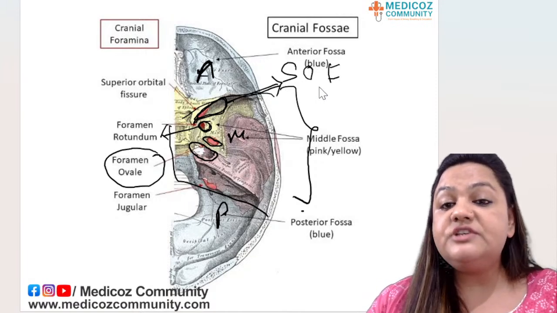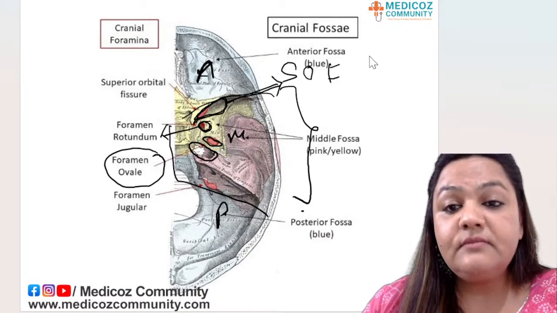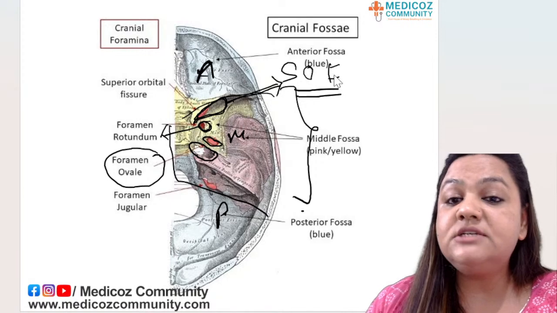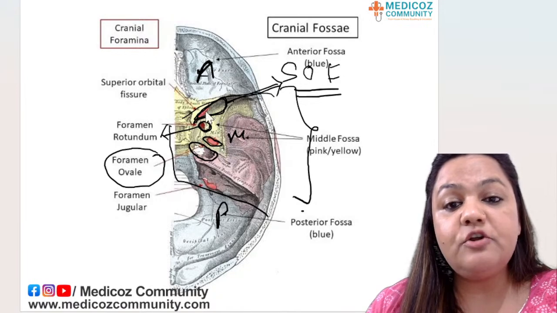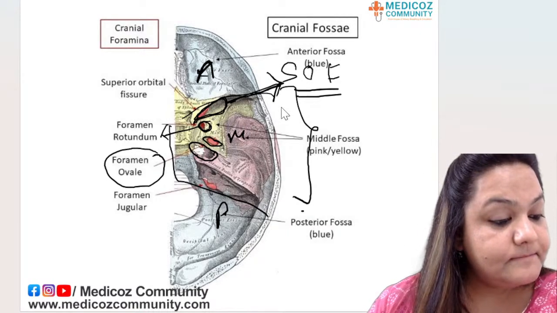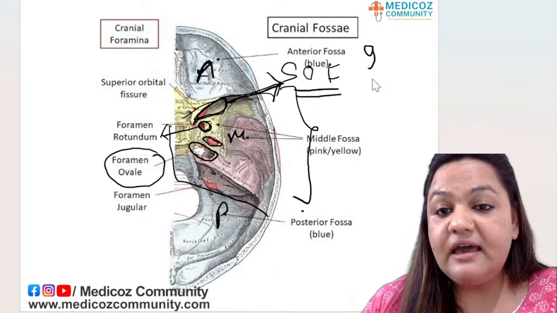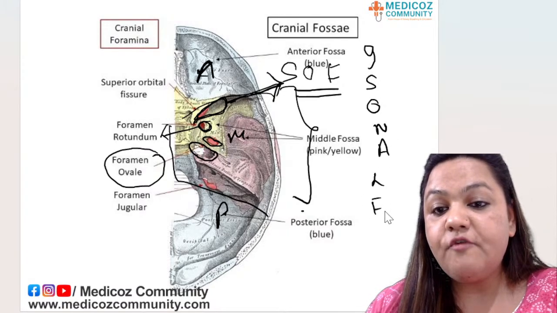Nerves and vessels pass through the superior orbital fissure. What are these nerves? Does anyone know the mnemonic for the structures passing through the superior orbital fissure? There are so many structures passing through it, so there is a mnemonic for this. Anyone? The mnemonic is: I slept one night and left for Tokyo.